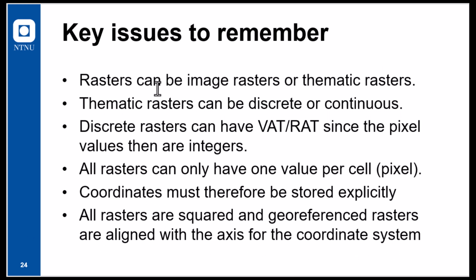So key issues to remember from this video: rasters can be image rasters or thematic rasters. Thematic rasters can be discrete or continuous. And discrete rasters can have a value attribute table, since the pixel values are then integers. For all kinds of raster, we can only have one value per pixel, and coordinates must therefore be stored explicitly. All rasters are square, and when they are georeferenced, they are aligned with the axes of the coordinate system.